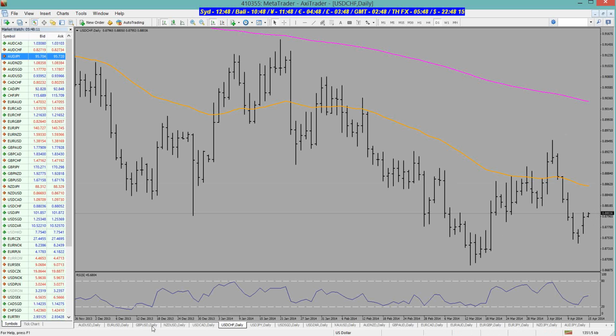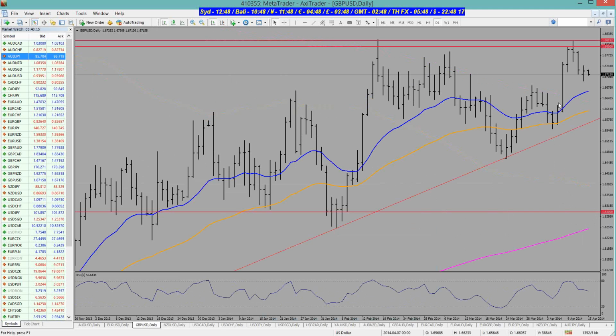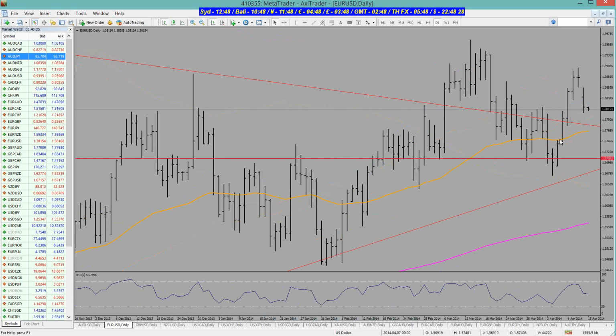And I know some people took the pound, and when you saw this bar testing, failing to get through there, you should have been getting the hell out of it. The euro dollar, again, you saw this one here. You wouldn't have known that Draghi was going to say what he said, but you certainly should be looking at protecting your profit by putting your stop underneath that.